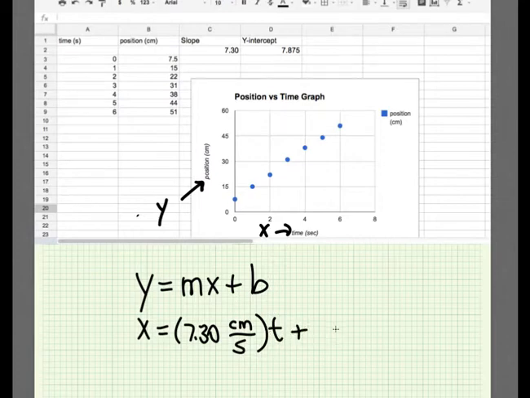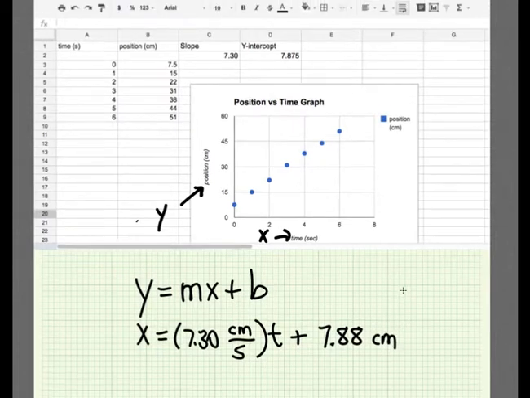Plus, we have our y-intercept, and my y-intercept has a value of 7.875, but since we like three significant figures, we'll just round it to 7.88. Now that needs a unit as well, and it's simply the unit that's on the y-axis. So I'm going to put centimeters right there.